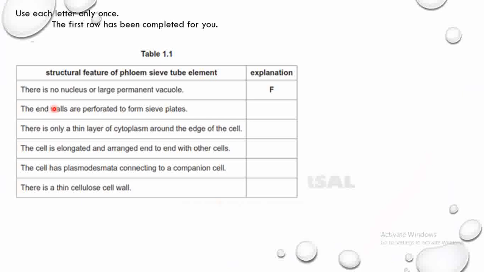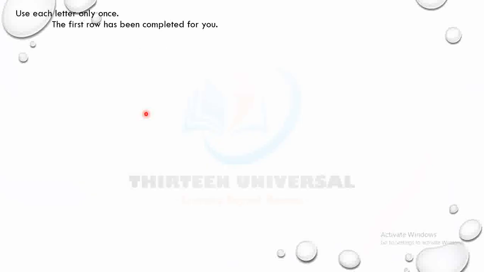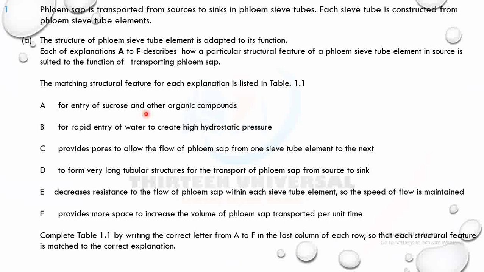Let's go to the end walls are perforated to form sieve plates. So what's the function of this perforation? Let's check. Which one? For entry of sucrose or organic, for rapid, no. Now the end walls are between two. Pause the video and try to answer it. All right, so you see that the pores in the end wall allow the flow of phloem sap from one sieve tube element to the next. Do you get it? From one sieve tube element to the next.